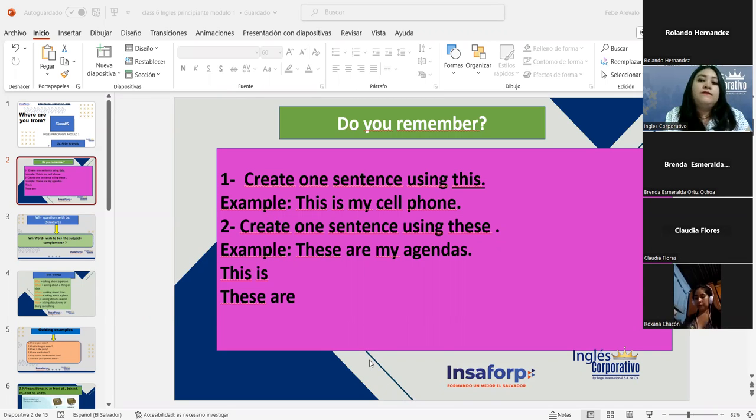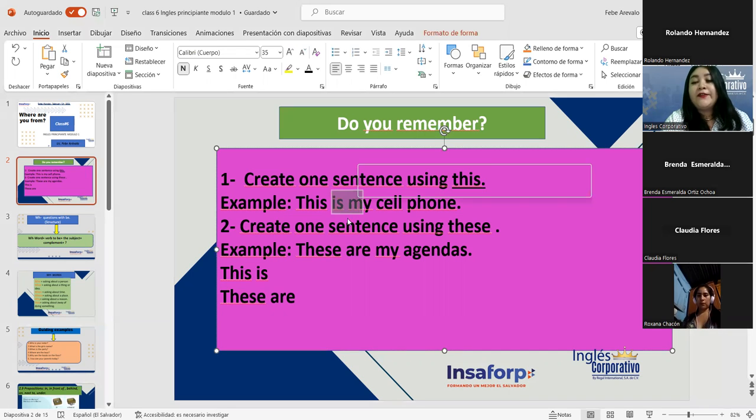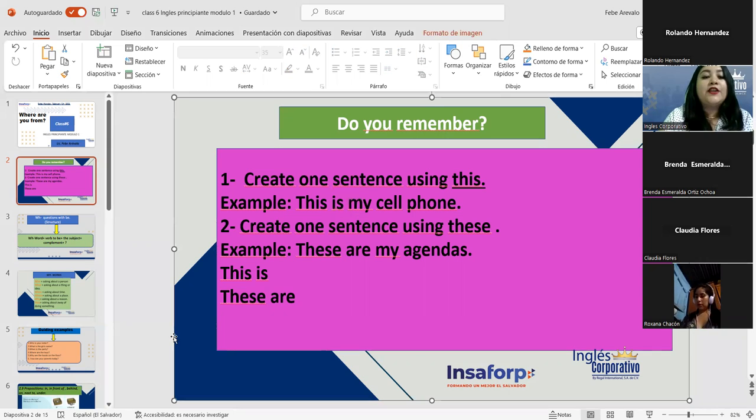This is my car. This is my car. Very good. Yes. Recuerden utilizar this is. No me pueden decir solo this is my car. No, this is my car. Si no me utilizan el verb to be, we are making a grammatical mistake. Se nos vuelve un error gramatical. Un error gramatical. There you go.